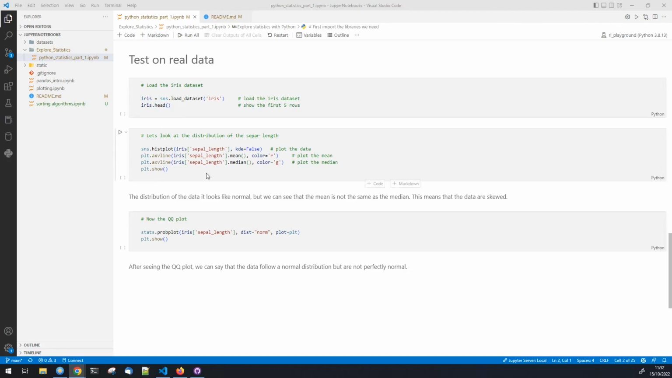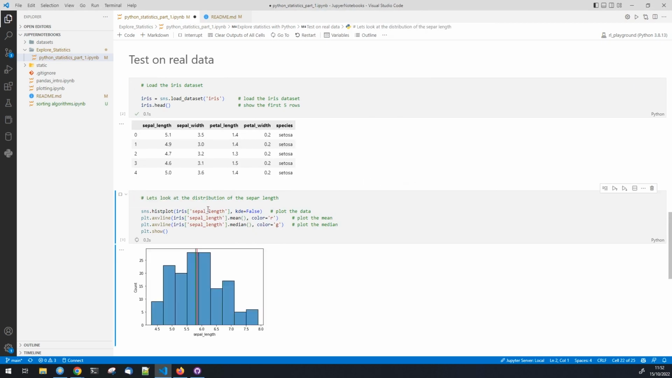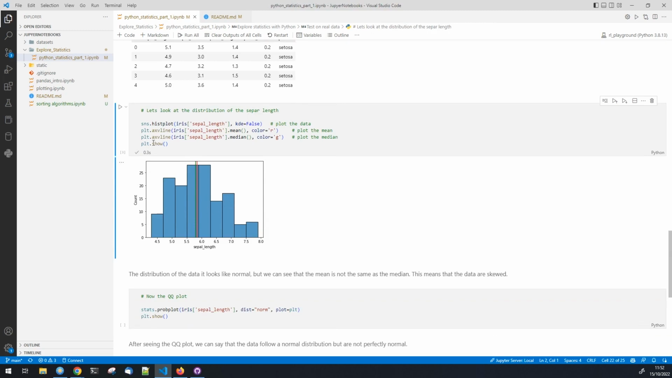To have a better understanding of how these tools fit into the data science workflow, we will test them with a real dataset. The dataset we will use is the IRIS dataset. This dataset is a classic dataset used in machine learning and statistics. Let us plot a histogram of the sepal length to see how the data is distributed. The data look like it is normally distributed. Also notice that mean and median are very close to each other. This is a good sign that the data is normally distributed.